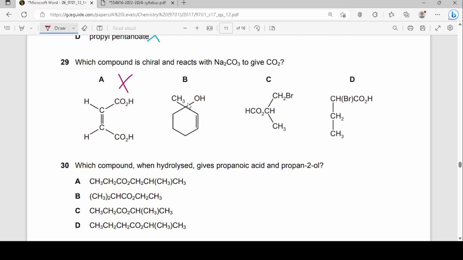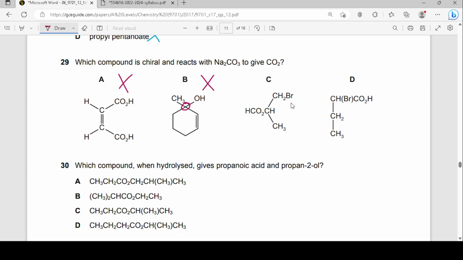But then the problem is, does it react with Na2CO3? No, it doesn't because there's no CO2H group. OH cannot react with Na2CO3, can it? Whereas a carboxylic acid group is an acidic group, so it will obviously give the acid reactions.